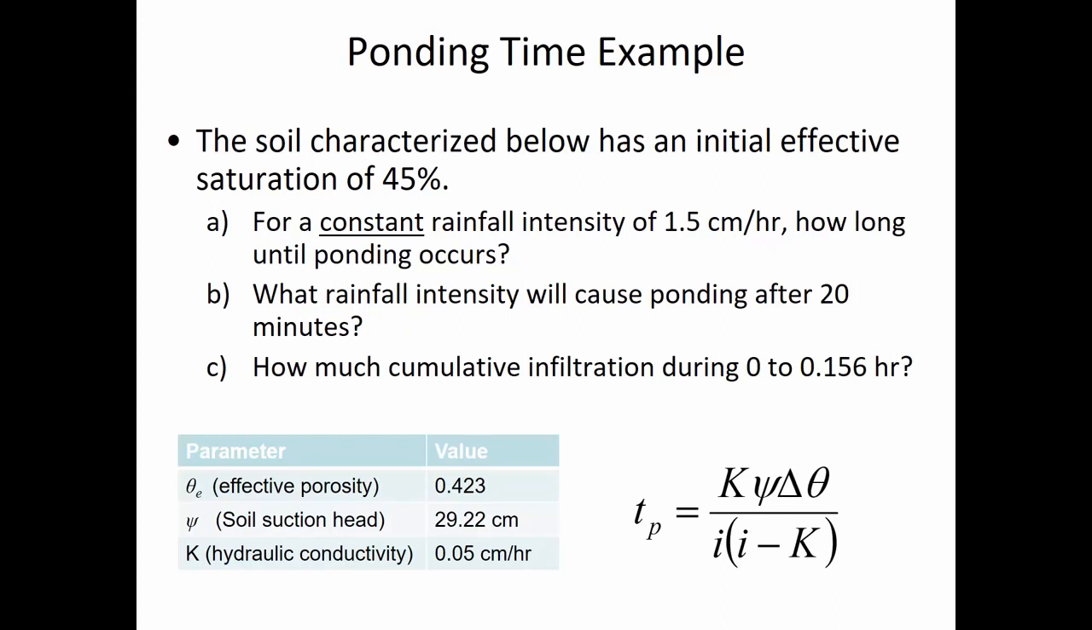So that means that with this particular soil, you'd have to have a constant rainfall intensity of 1.5 centimeters per hour for about 9 minutes. This works out to 9.4 minutes. It wouldn't be until 9.4 minutes that there's ponding at the surface.